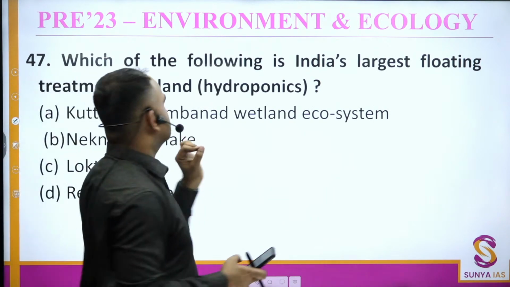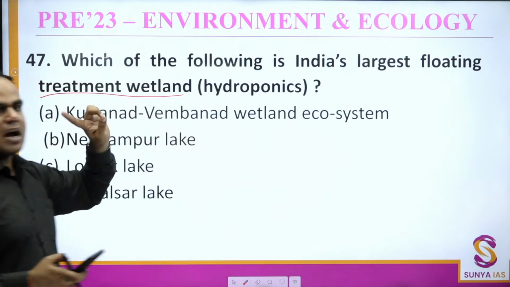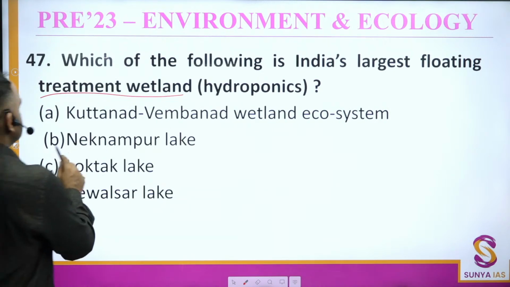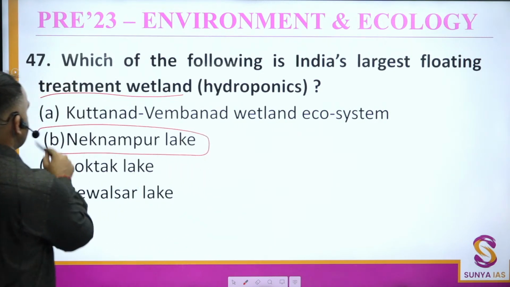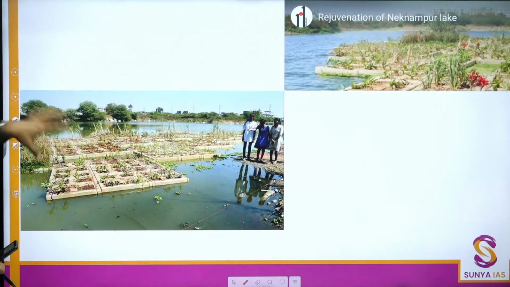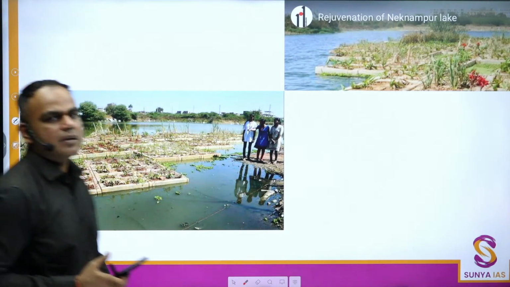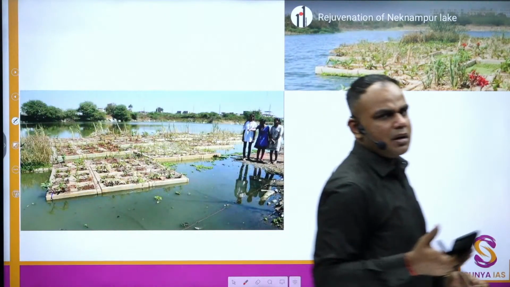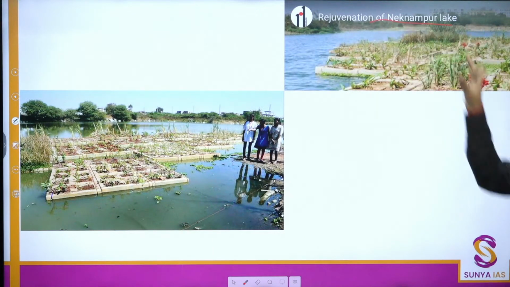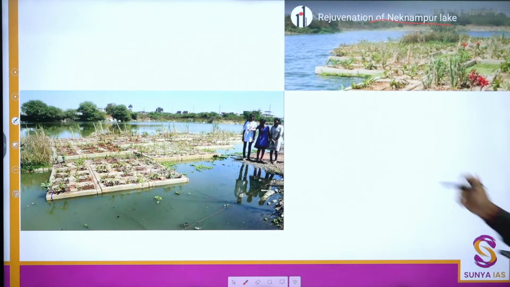47. India's largest floating treatment wetland. So here the answer is Nek Nampur Lake. Basically, here it is a floating treatment wetland. So even this part can be asked, for example. One is this, and the rejuvenation of this lake is also happening. So this is going to be present here.